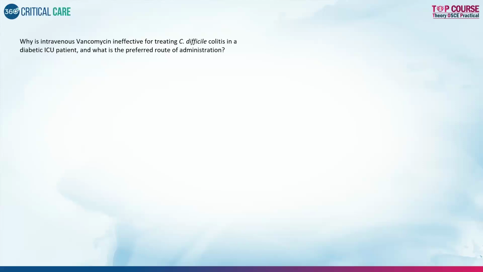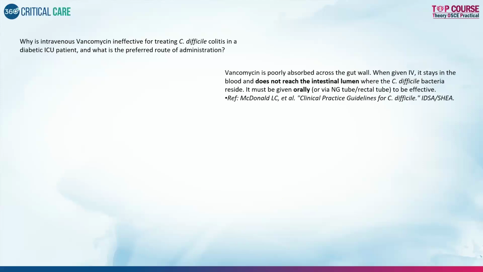So why is intravenous vancomycin ineffective for treating C. diff colitis in a diabetic ICU patient, and what is the preferred route of administration? Last question. Because of the bioavailability, the overall bioavailability will be more for C. difficile colitis. When you're giving it IV, it does not reach the site. What you said is quite acceptable. The uptake itself will not be happening. It does not reach the intestinal lumen when you give it IV, so you have to give an oral drug.